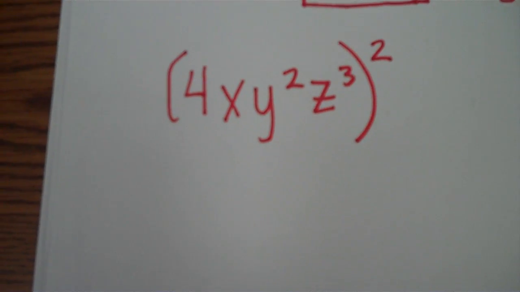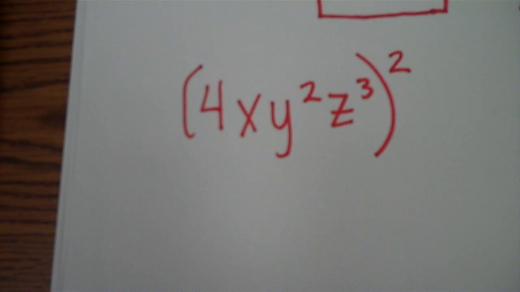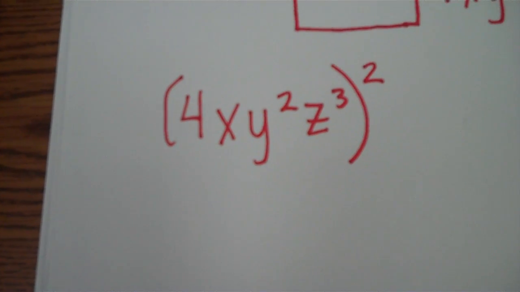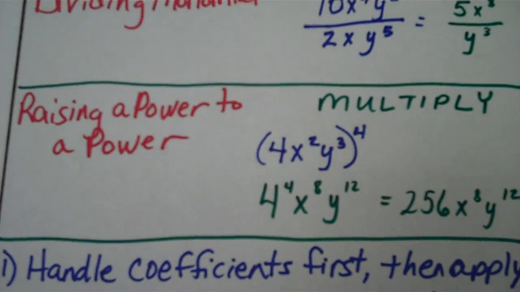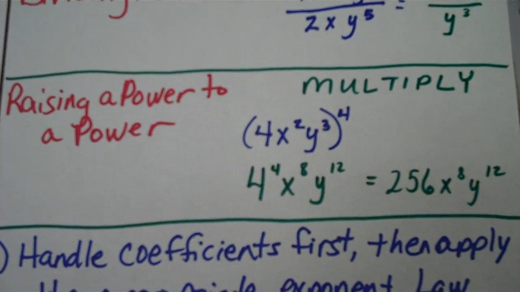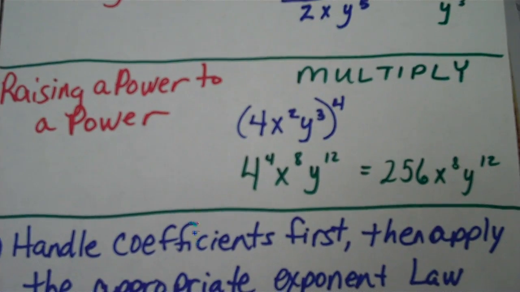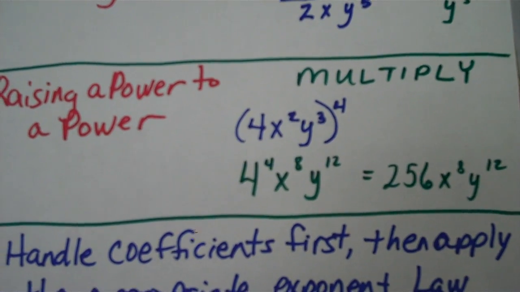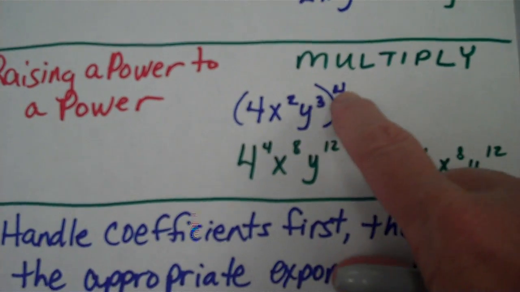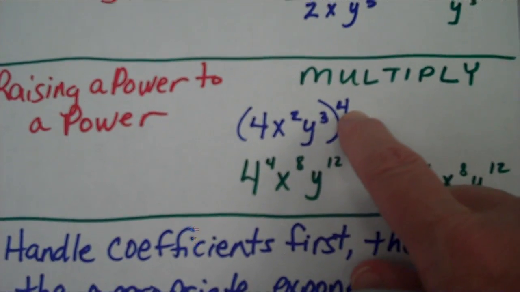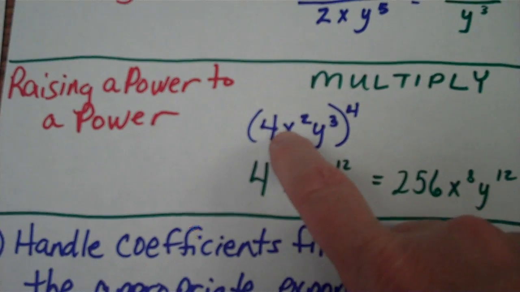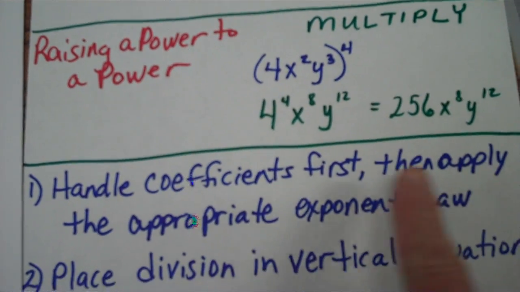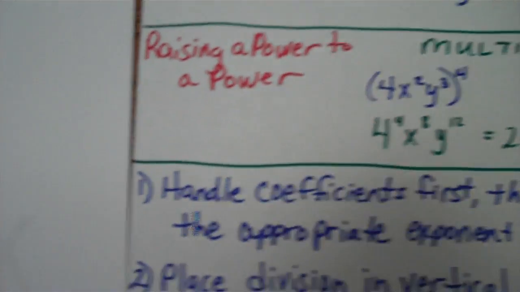Now if we go back to our law of exponents, what we're doing is raising a power to a power. So if we look at our law of exponents, raising a power to a power, what we do with our exponents is we multiply. So what we'll be multiplying is the power on the outside times the power of each exponent on the inside. The first rule, though, is to handle our coefficient first.